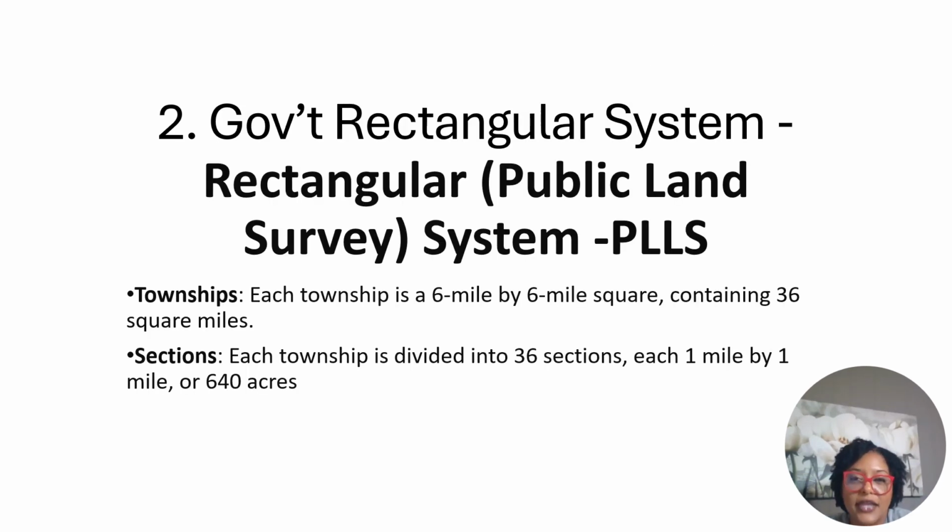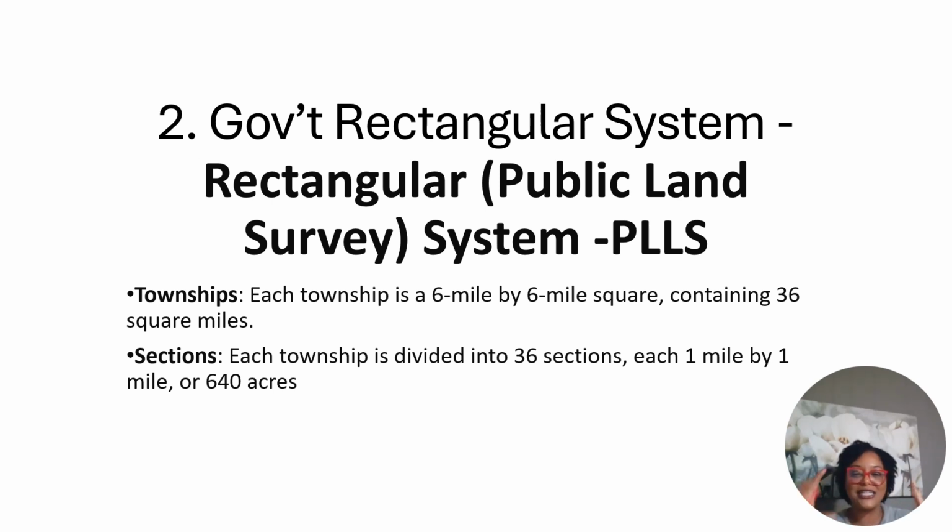The government rectangular system, aka public land survey system, aka PLSS, is used primarily in the United States. The PLSS divides land into a series of rectangular grids. The basic units are townships, okay? Each township is a 6 mile by 6 mile square containing 36 square miles, okay? I know this is going to mean nothing until you see it. I'm going to show you a picture on the next one, and do not laugh at my writing because I'm trying to help you, okay?